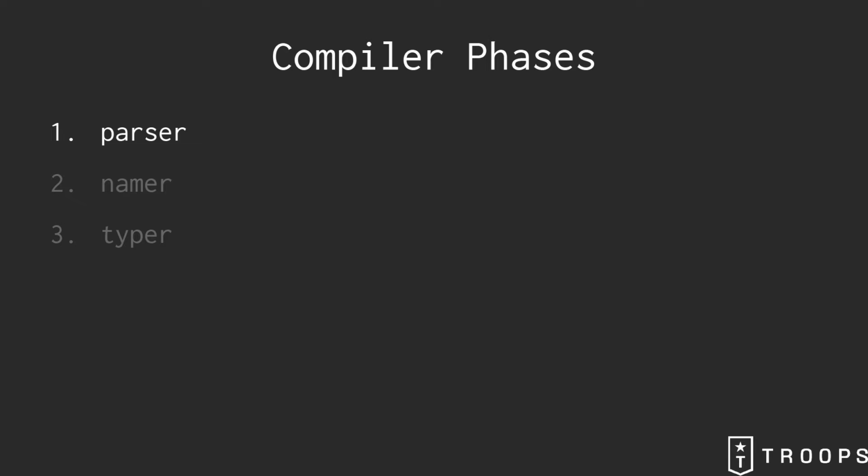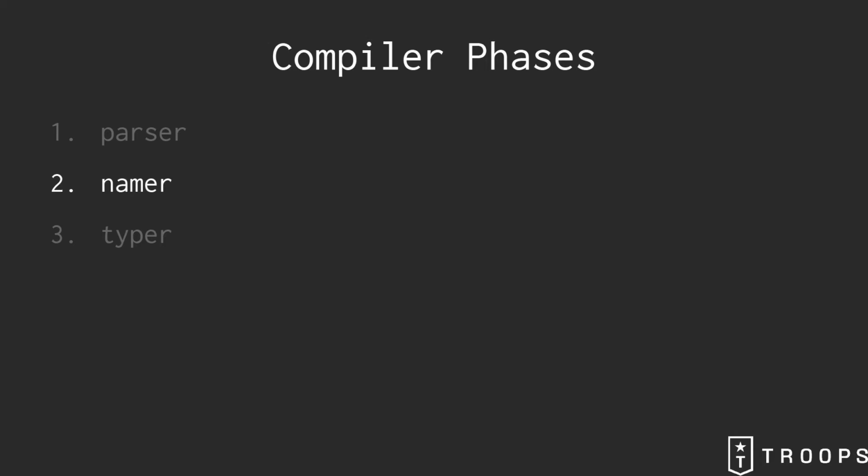Now we're going to talk about the compiler phases. The first one is the scanner, or the parser. This is implemented the exact way you would implement a parser in your CS 101 class. It is a scanner, which takes the array of characters and turns it into a stream of tokens, and a parser, which takes the stream of tokens and turns it into a tree.